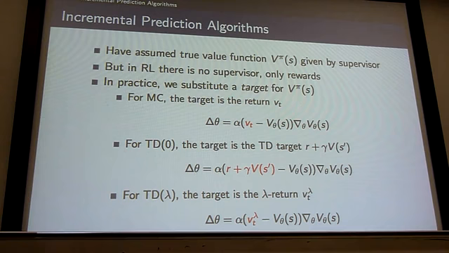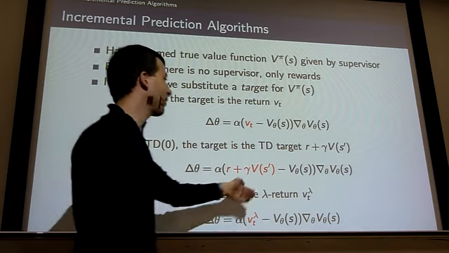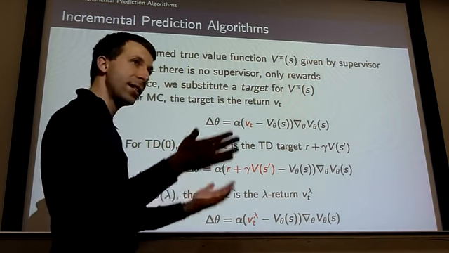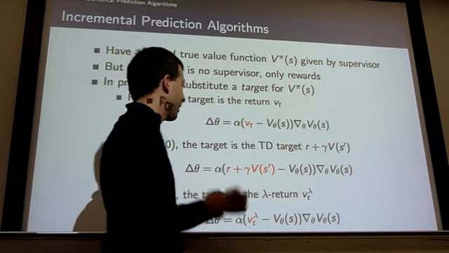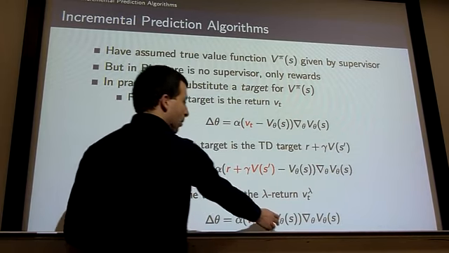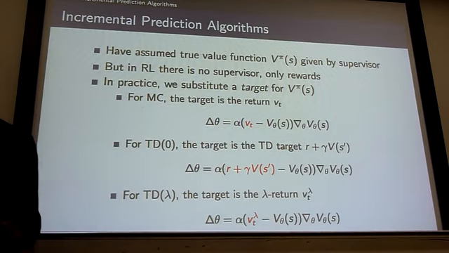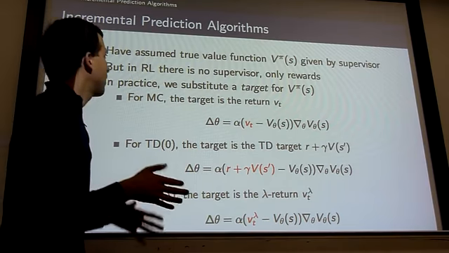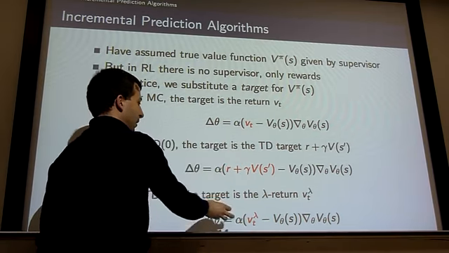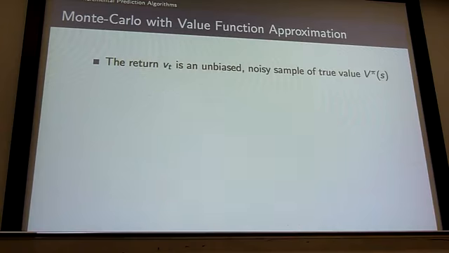And for TD lambda, you remember this spectrum that interpolates between Monte Carlo and TD0, we plug in the lambda return. The lambda return was this exponentially weighted average of all the different n-step returns. We plug that in, so we look at the error between our estimated value and our lambda return, and that's what we use as our error term there. So what we're doing now is we've moved outside of supervised learning, plugging in different estimates of the true value function. These are sample estimates. So how do these work?